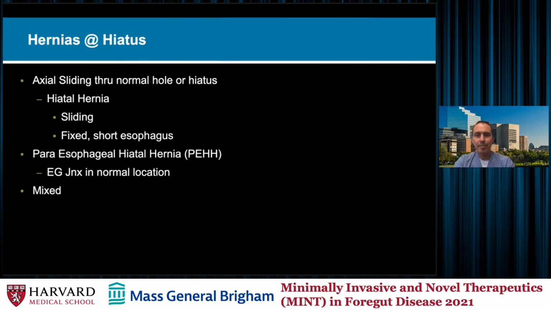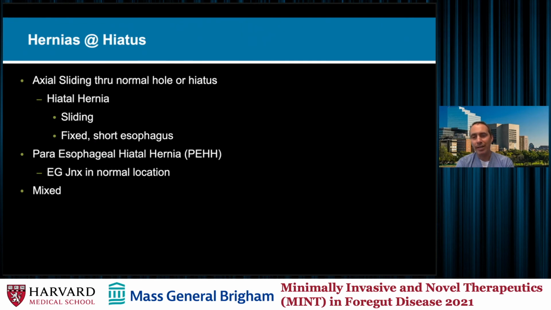Hernias: this is an axial sliding through a normal hole, right? And sometimes through an abnormal hole. So the hiatal hernia is sliding. It's sometimes from a fixed, short esophagus, but we'll see paraesophageal hiatal hernias. This is, again, a really nice way for us to see and characterize these, to understand the surgical approach that needs to be taken, whether or not they need to be repaired. That's often a reflux question rather than is there a hernia question.